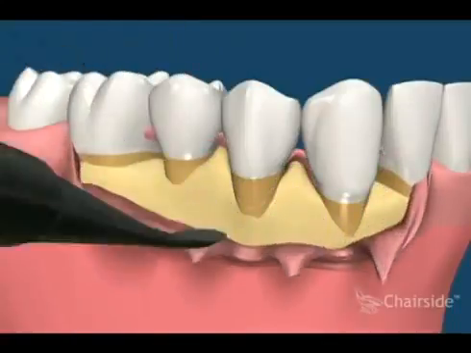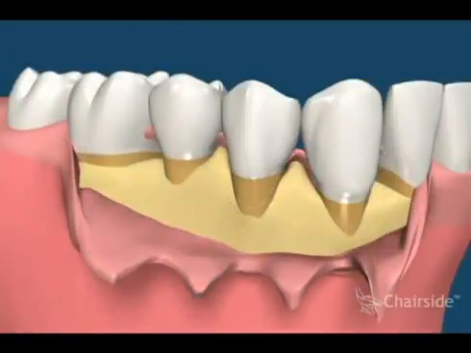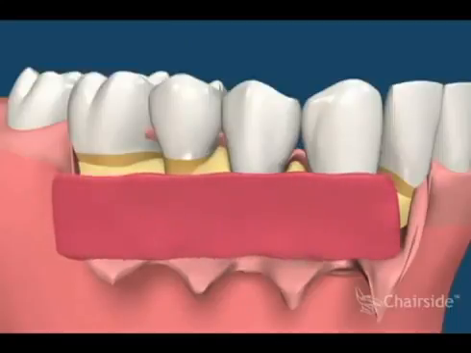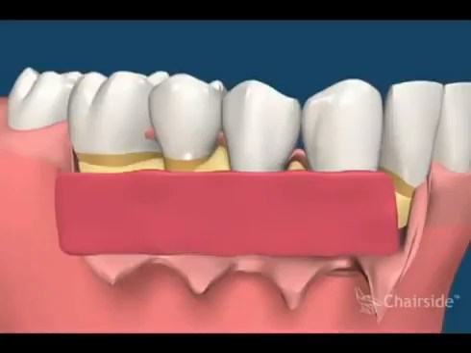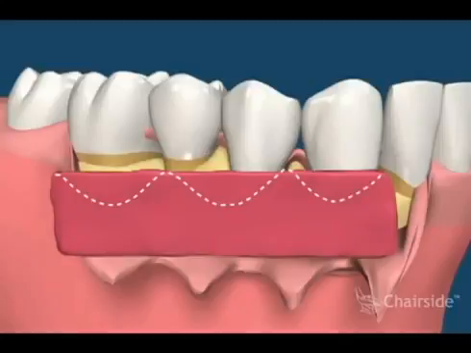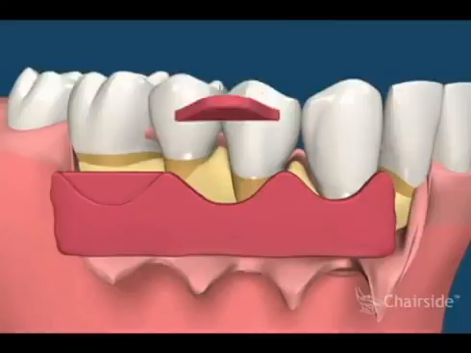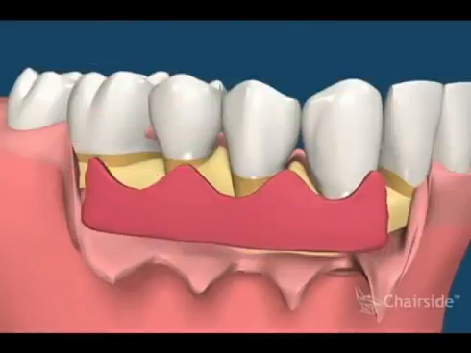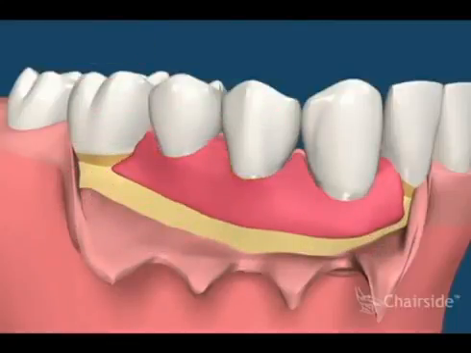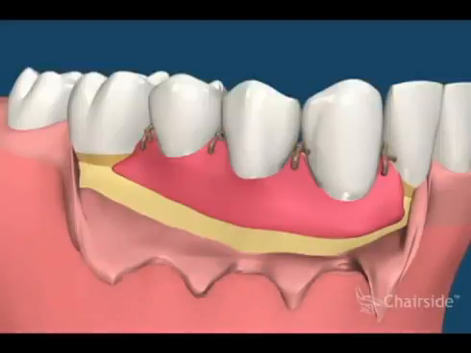To treat this condition, the flap is reflected from the teeth. A prefabricated human graft tissue can be placed into the area. The graft is adjusted to fit and sutured into place.